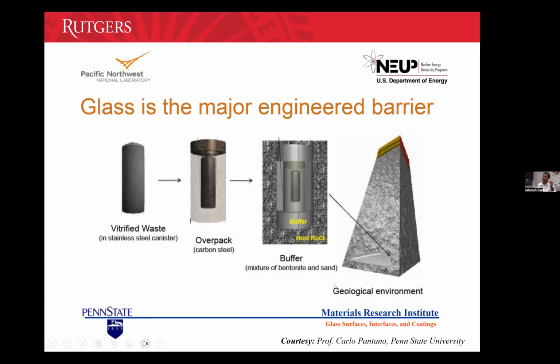So for example, you can see on the screen over here, this is the steel canister. It will be packed with carbon steel, then it will be in sand and bentonite, and then it will go into a geological repository, an engineered geological repository. So by the time, let's say, thousands of years down the line, water breaches into this geological repository, because eventually it's going to corrode, right?